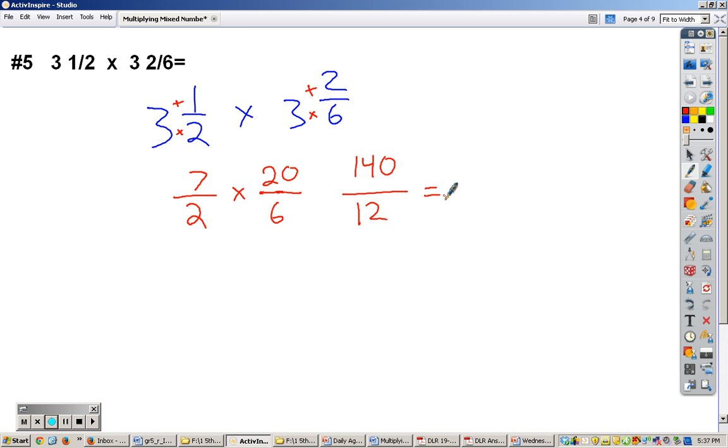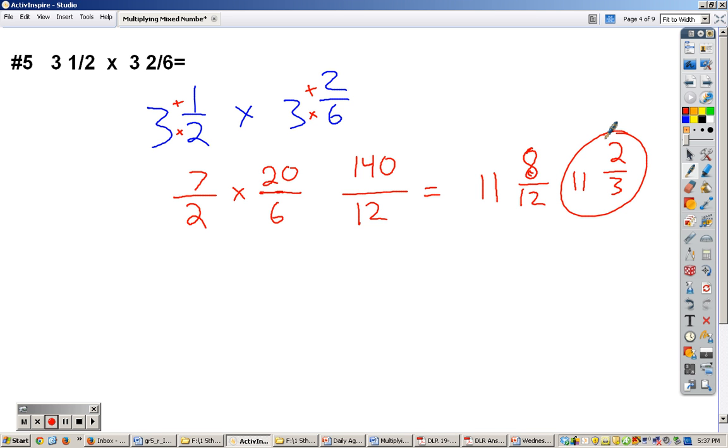Now we have to turn this back into a mixed number. 12 goes into 140, how many times? Well, 12 times 10 is 120. 12 times 11 is 132. So 11 times, with a remainder of 8, over 12. So that can be reduced to 11 and 2/3, which is our answer.